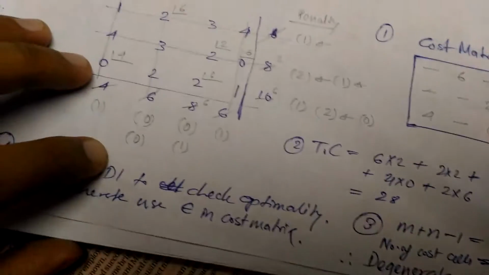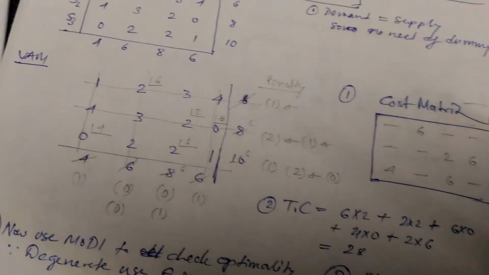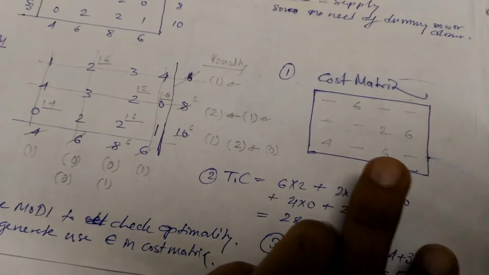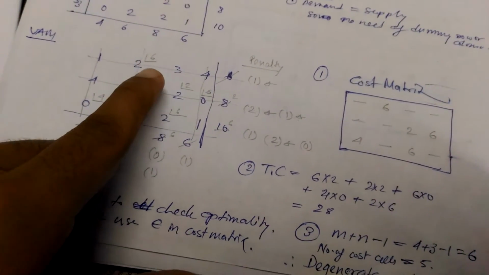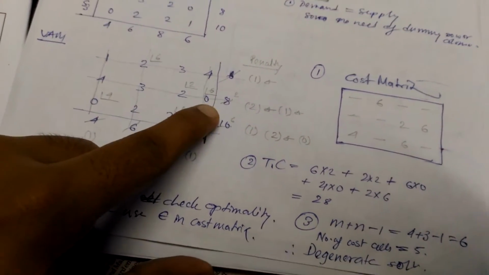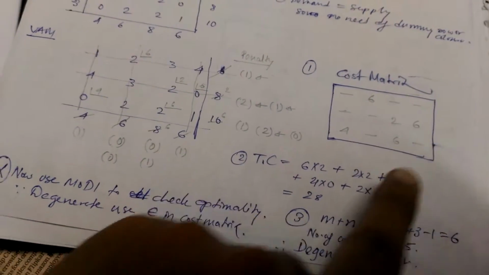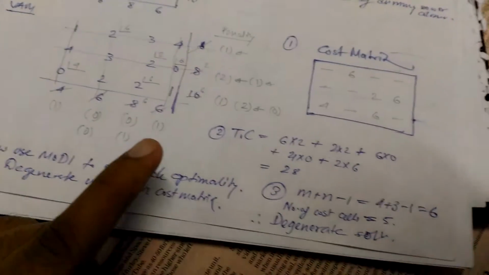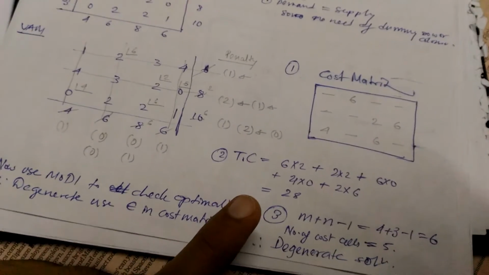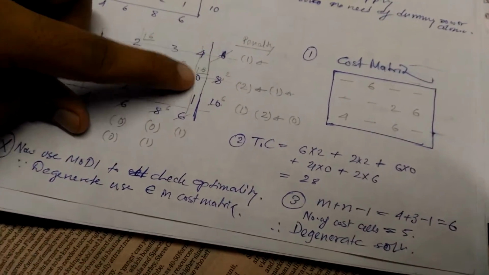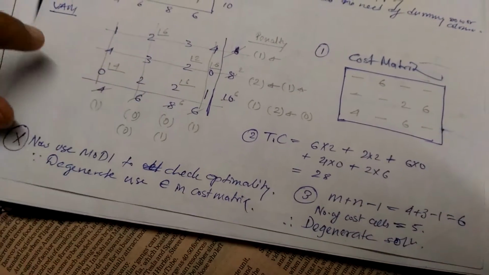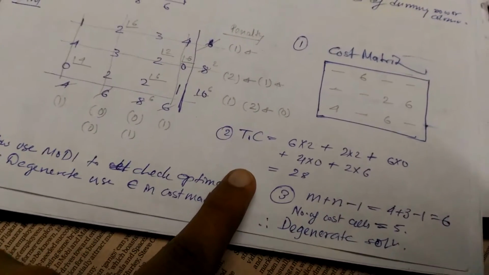So after you're done with VAM, the first thing we need to do is separate the cost matrix. So we have written the cost matrix. The cost matrix basically comprises the cost allocated, so here 6 2 0 6. So we've made the cost matrix. The second thing we have to do is find the total cost. So the total cost is found using 6 into 2, 2 into 2, 6 into 0 plus 6 into 2 plus 4 into 0. So we have found the total cost is 28.